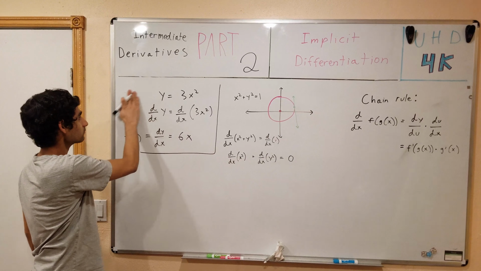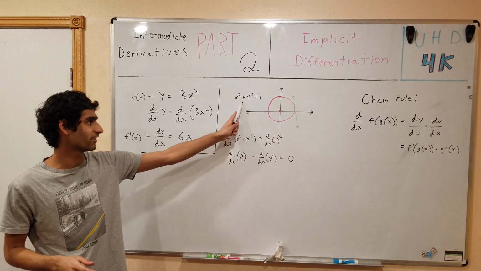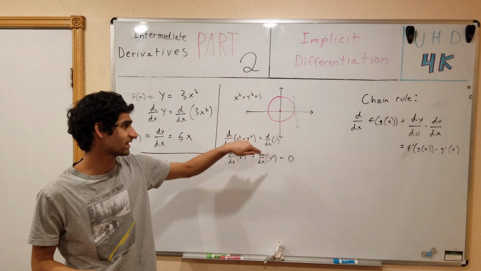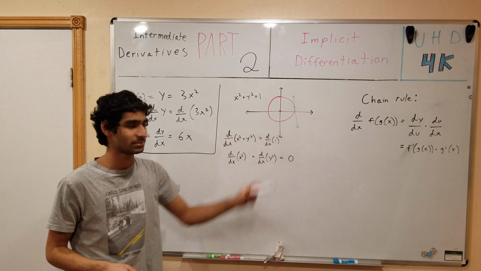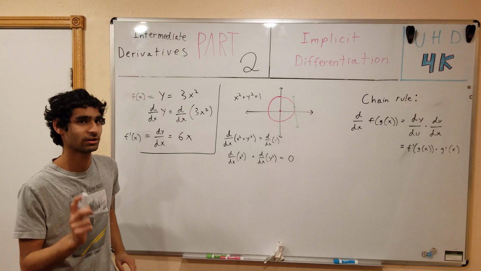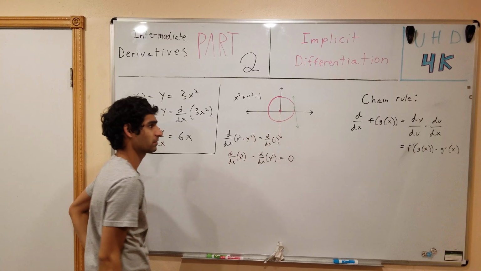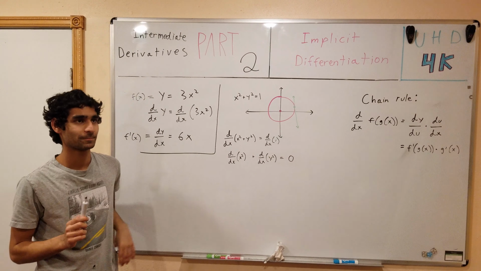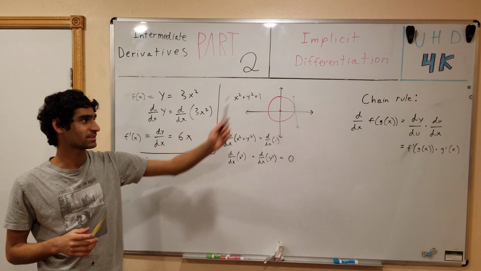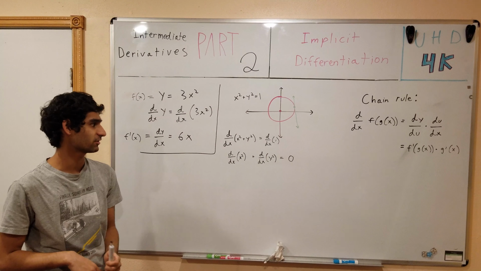But what if we have an equation like this, x squared plus y squared is equal to 1? Well, this is not a function. It fails the vertical line test. For one input, there are two possible outputs. But what if I want to find the slope of the tangent line at any one of these points, like the slope of the tangent line over here? How do I do it? Well, we have this thing called implicit differentiation, and let's go ahead and use it right now.